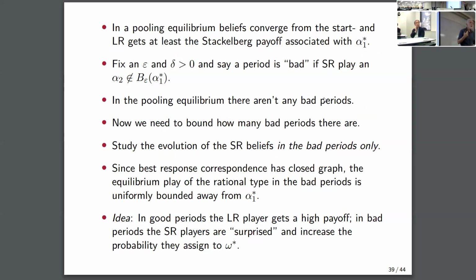I said if alpha one star was a pure strategy, it's easy. There's a fixed number k, which depends on the prior, that's computed simply. But here, the number of bad periods is stochastic, because you're mixing high and low quality. We don't know what's going to happen if you do that. Okay? So let's study the evolution of the short-run player beliefs in the bad periods only.